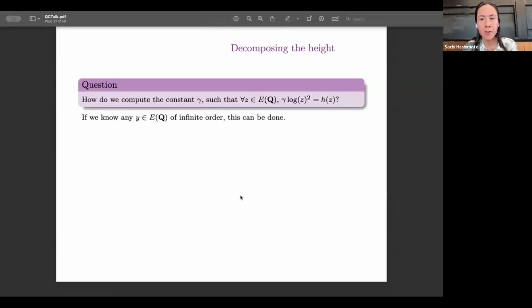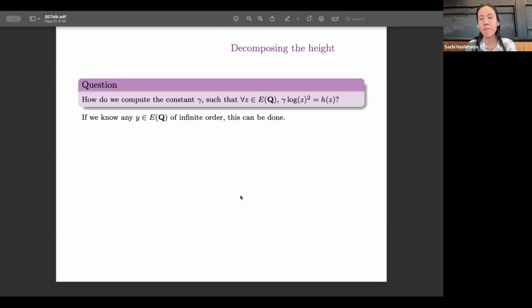So the question I became interested in is to start with: what is this gamma, or how could we compute this constant gamma that gives us the proportionality between the global height and the log squared? And one way of rephrasing this is also: if we want to write the global height in terms of a p-adic power series, how could we find the exact p-adic number that gives us that p-adic power series?